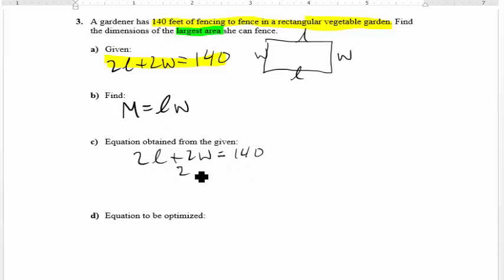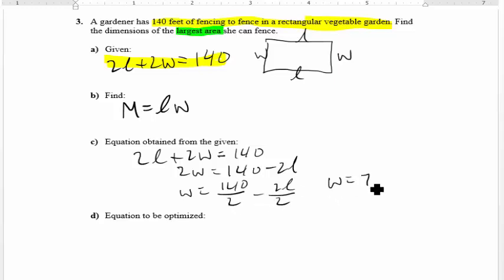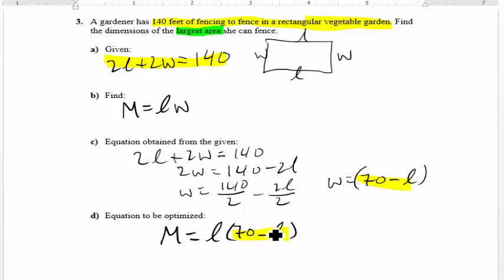So you subtract 2L. So you'd have 2W equals 140 minus 2L, and then divide by 2. So we'd have 140 over 2 minus 2L over 2. So we end up with W equals 70 minus L. Right? So now the equation to be optimized is no longer just A equals LW, it's A equals L, but now we're going to replace W with 70 minus L. So this is going to be L times 70 minus L.